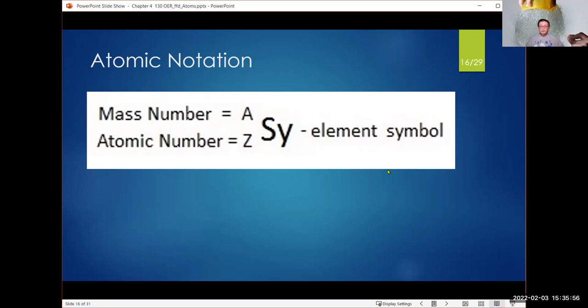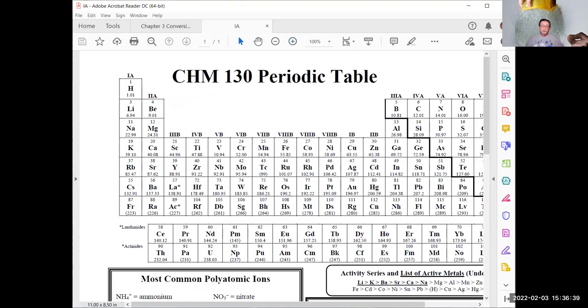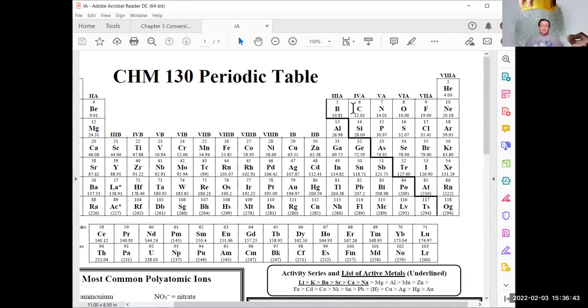On the far left, as a superscript, we have what's called the mass number. And the subscript left of the symbol is the atomic number. The atomic number gives us two bits of information. It tells us how many protons we have, and for elements it also tells us how many electrons. So let's take any element, for example, carbon. Carbon is number C right here.